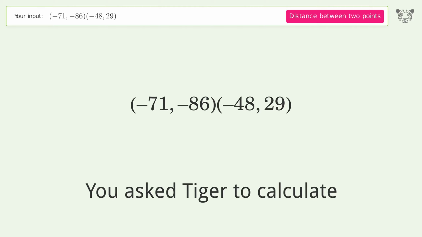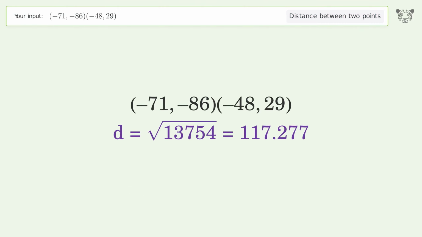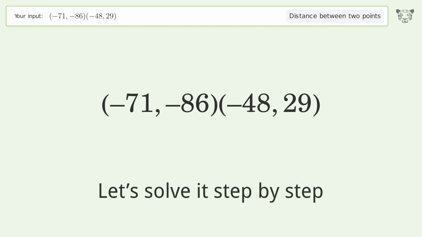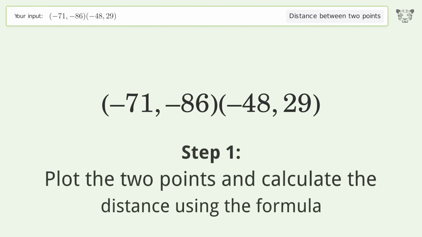You ask Tiger to calculate. This deals with the distance between 2 points. The distance between the 2 points is the square root of 13,754, or 117.277. Let's solve it step by step. Plot the 2 points and calculate the distance using the formula.